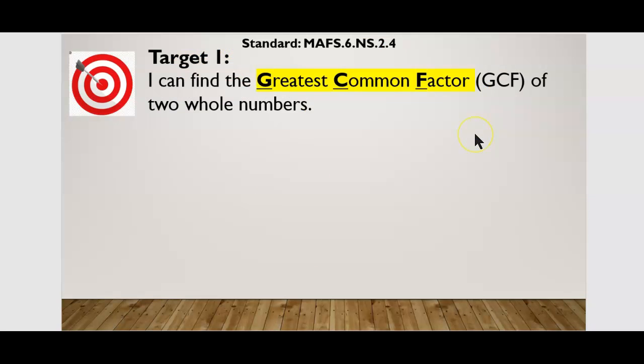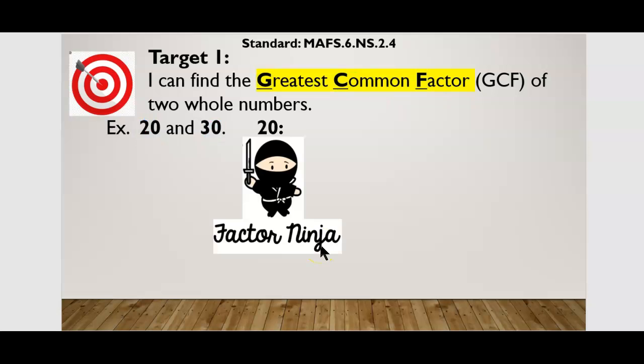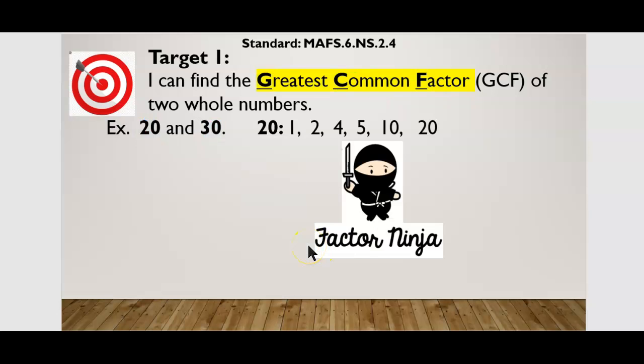Can you find the greatest common factor, GCF, of two whole numbers? Consider 20 and 30. Think about it. First of all, is the greatest common factor going to be less than 20 or 30? Factor Ninja? Or greater than 20 or 30? Multiple monster. Factor Ninja! Break it to small pieces. 1 times 20 is 20. 2 times 10 is 20. 4 times 5 is 20.